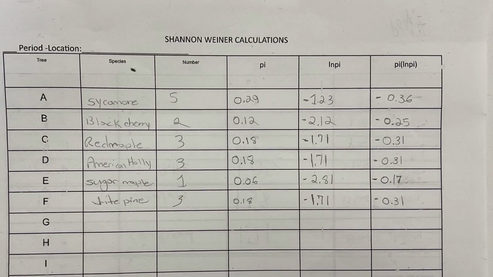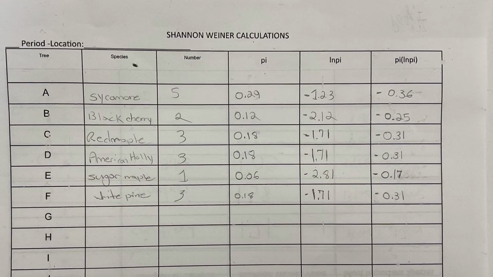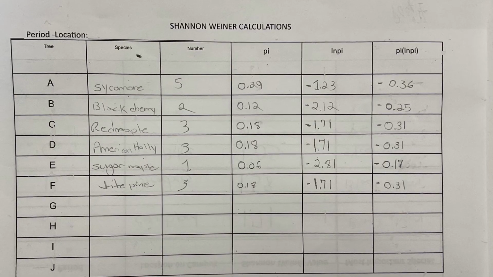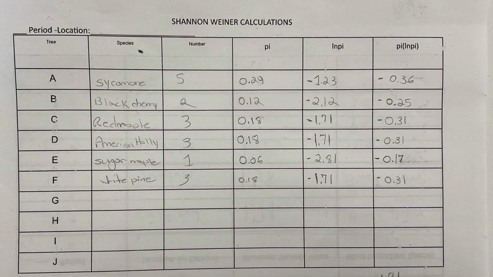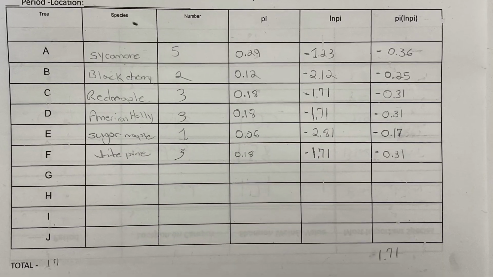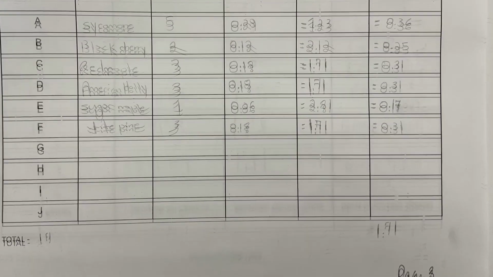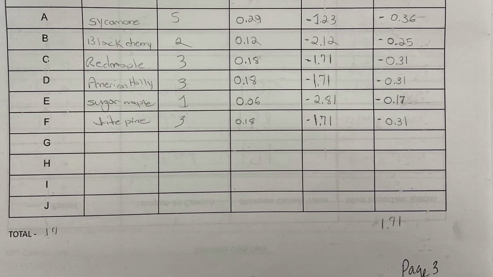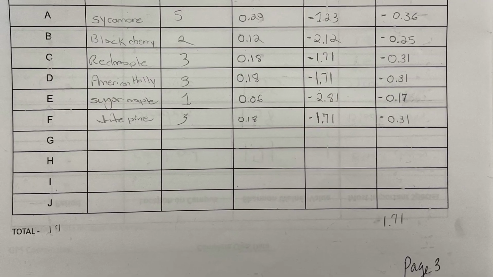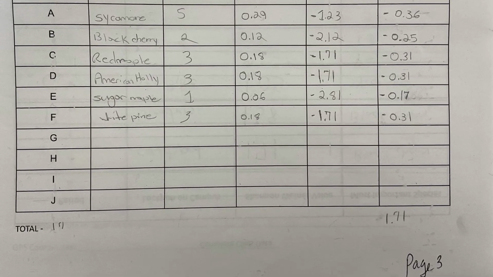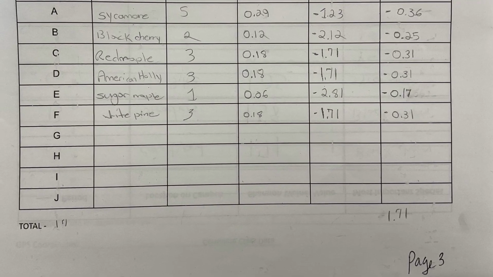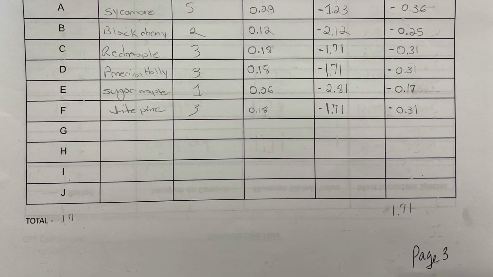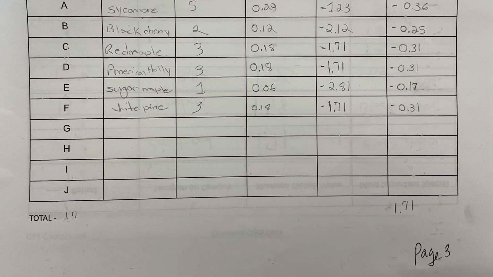Then we're going to divide the number of each species by the total amount. For instance, sycamore: 5 divided by 17, which gives you 0.28. I can't show it on the calculator, but if the third decimal is 5 or above, we move the second decimal up by one. Since the value was 0.287, we move it up to 0.29. You do that for every one, and if the third decimal is below 5, we just keep it the same. So we do 2 divided by 17, which gives us 0.12.